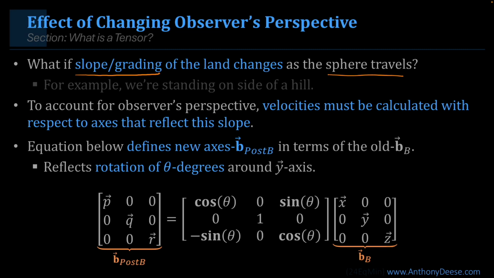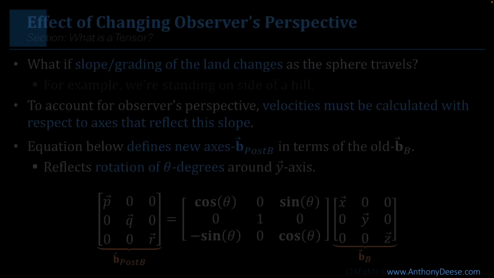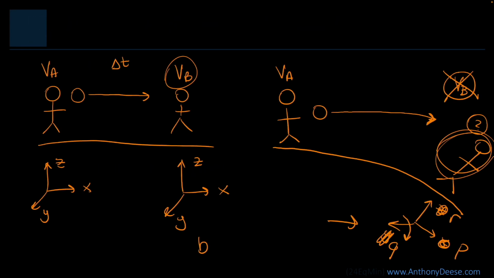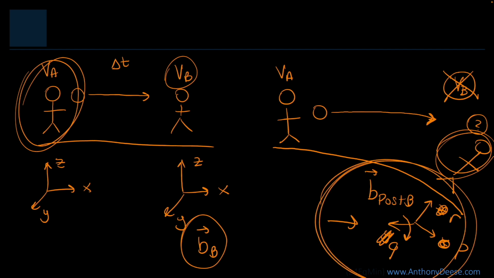To account for changes in the observer's perspective, the velocities must be calculated with respect to the axes that reflect the slope for the observer. And that's because our observer is going to be taking measurements that are specific to their orientation. So the equation below defines new axes, which we call B post B, after the rotation, in terms of the old basis. So over here, this person, when they're observing, they're using B sub B, the original basis, or the same as that which is seen over here. And this person is going to be B post B. They're using their own different set of axes.